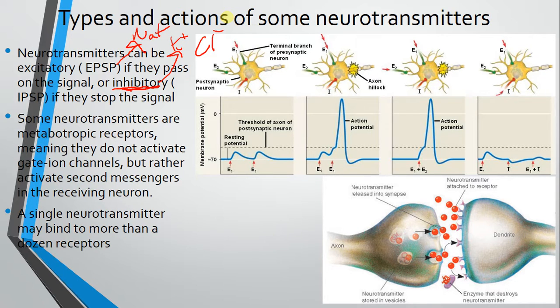Some neurotransmitters don't activate an ion-gated channel at all, but are metabotropic. In this case, rather than an ion channel, it activates a secondary messenger in the receiving neuron, so it's more metabolic. A single neurotransmitter also might bind to many dozens of different receptors and be inhibitory or excitatory depending on the receptor that it binds to, and might actually elicit a different response, do something different in the body, depending on the receptor that it binds to.